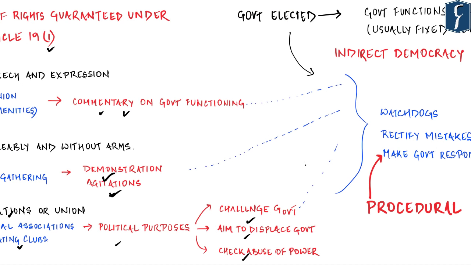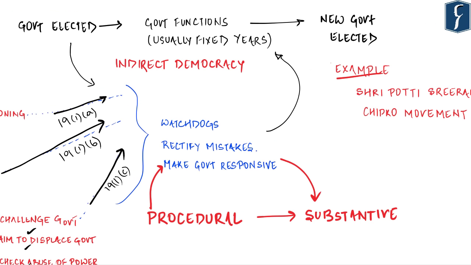Now let us analyze the role of the second interpretation of these rights in Indian democracy. As we know, in a democracy, the government is elected by the people. And once the government is elected, it usually functions for fixed years, and once it completes its time or it loses majority in the House of the People, a new government is elected. Now, this form of government is known as indirect democracy.